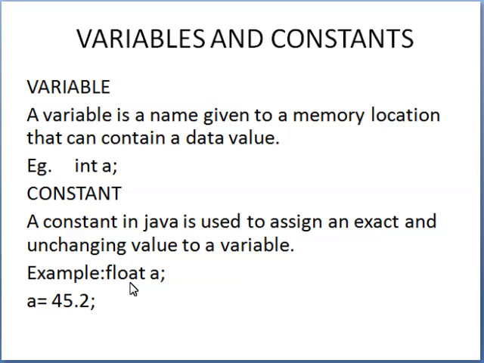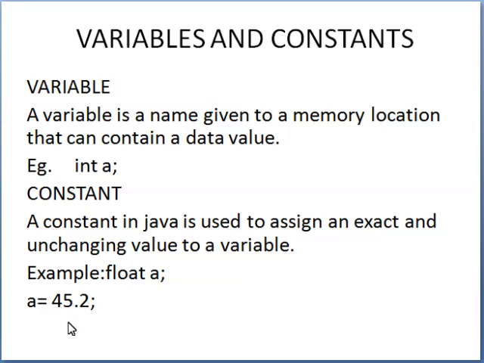We are able to store the decimal values. For example, A equal to 45.2. Already the memory location A holds the value 45.2. So this is the constant value. We can't store some other values for this variable A. A is having the fixed value 45.2. So it is called a constant.